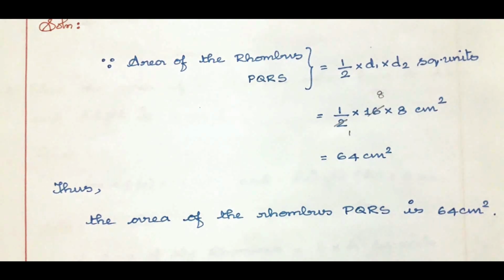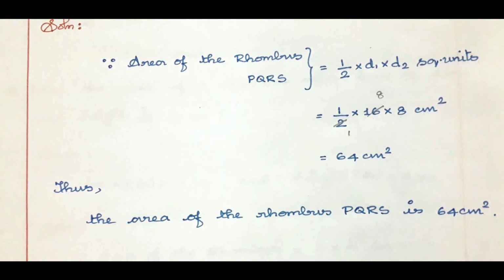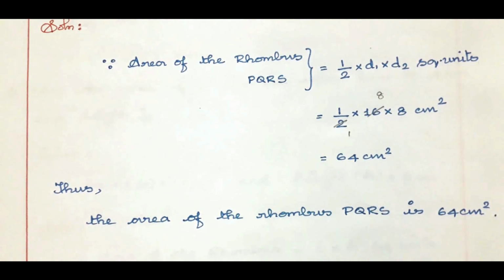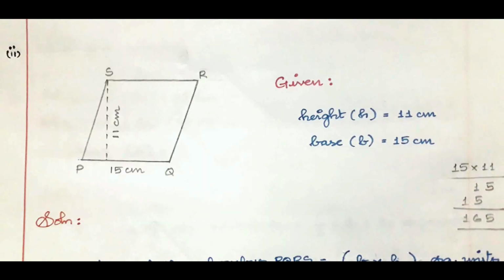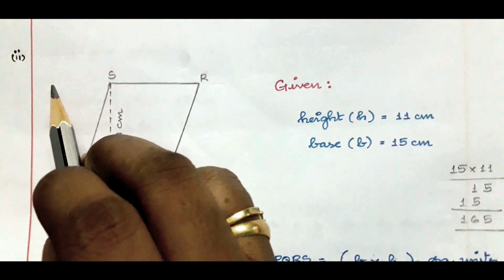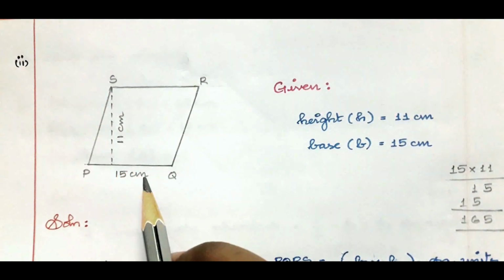So, when we have a question on the rhombus, we should be very clear that if in the question they are giving the base and the height, we go with the formula: area of the rhombus is equal to base into height square units. If in the question they are giving diagonals, you should be very clear that area of the rhombus is equal to half into D1 into D2 square units. Clear? If you know the formula, you can easily solve the problem when it comes under the area of the rhombus. So, next, in the first question second part, they have given the other figure.